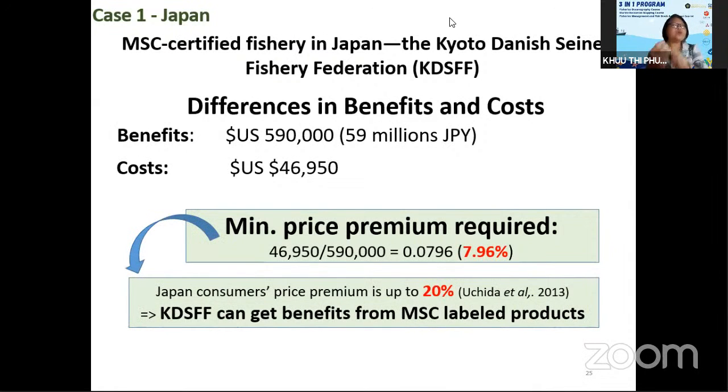It means that when we compare benefits and costs, the minimum price premium required has to be about 8%. It means that if their product after applying MSC can get a higher price of at least 8%, they will apply. Otherwise, they will reject it. They will not apply.